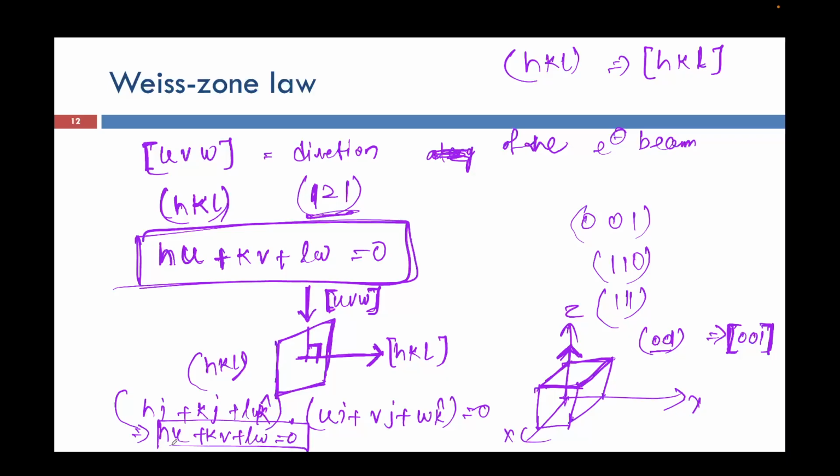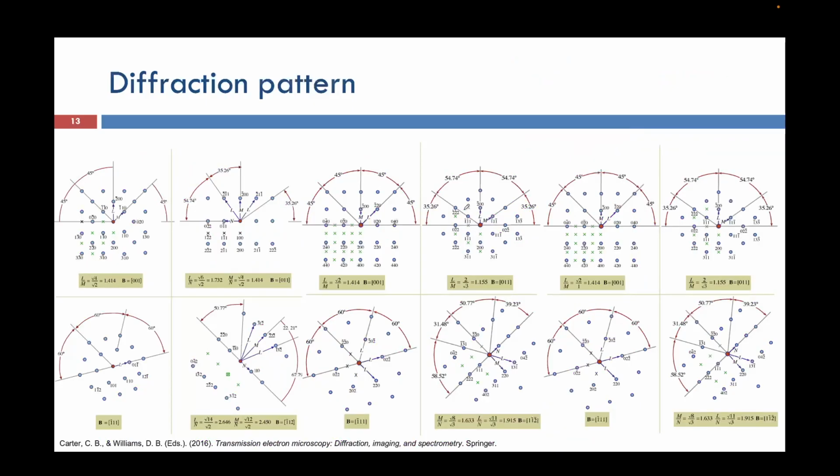So now you can visualize how you are able to see the Weiss zone law, how you can physically visualize it. This is the condition that we use to go to a particular plane. And using this Weiss zone law condition and also stereographic projection, we have derived that these are some of the standard diffraction patterns. And how do we derive those standard diffraction patterns?